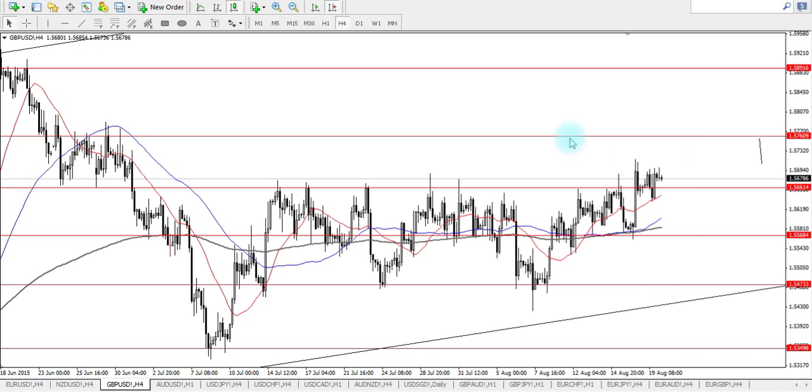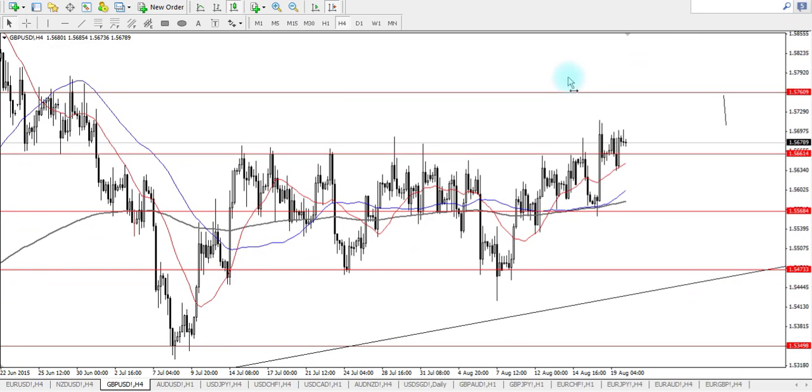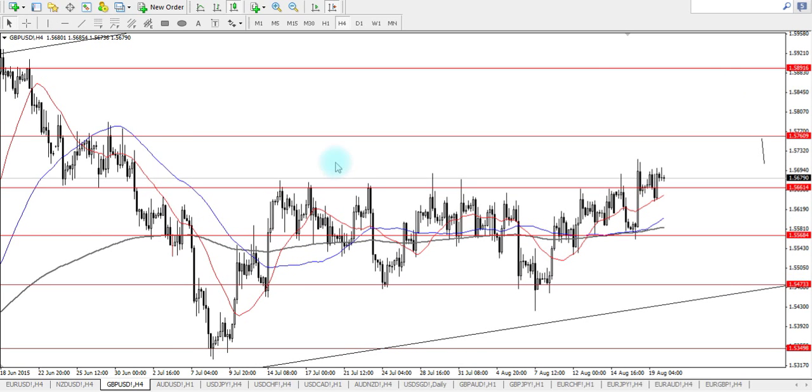First level at 1.5760, and then followed by the next resistance level 1.5891.